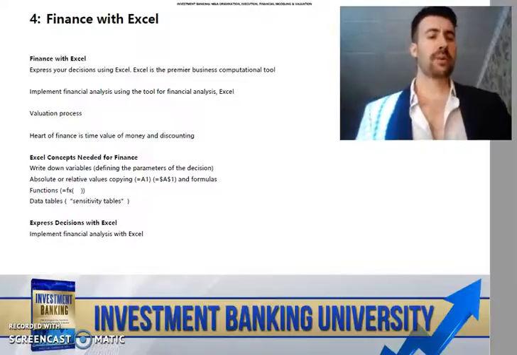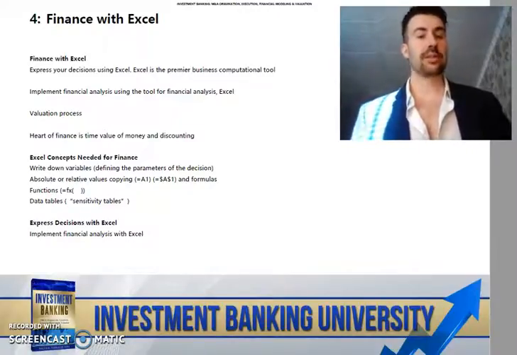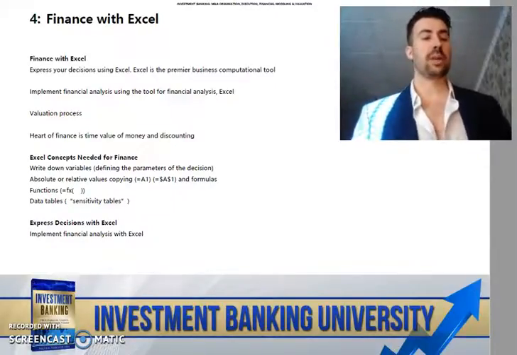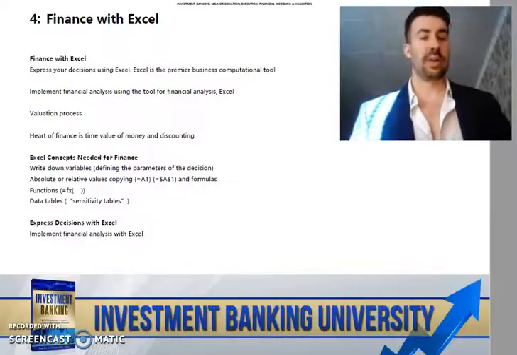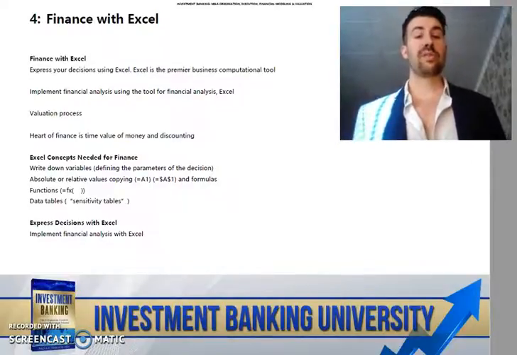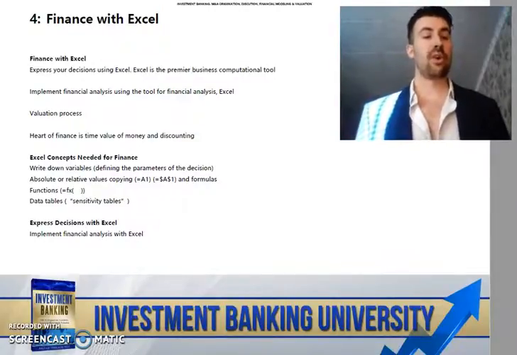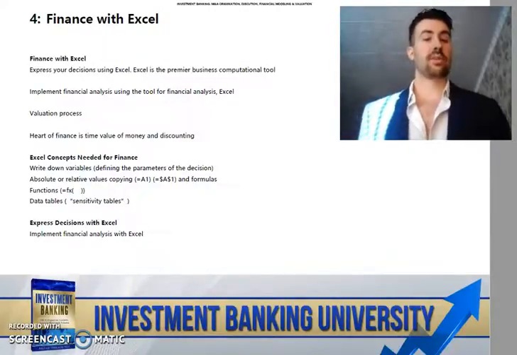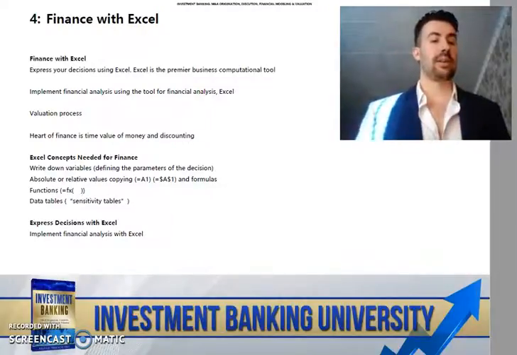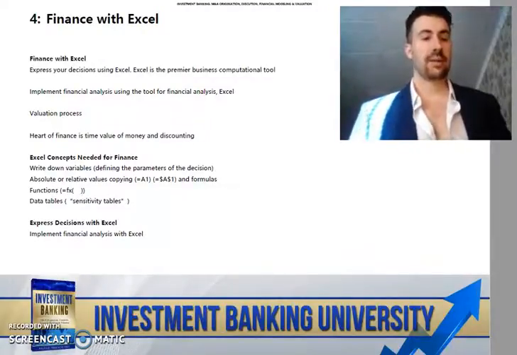One expresses their decisions using Excel. Excel is a premier business computational tool. We implement financial analyses using the tool for financial analysis, which is Excel. And this is done with the valuation process. The heart of finance that we're going to be talking about is ultimately the time value of money and discounting. And we utilize those, of course, in Excel.